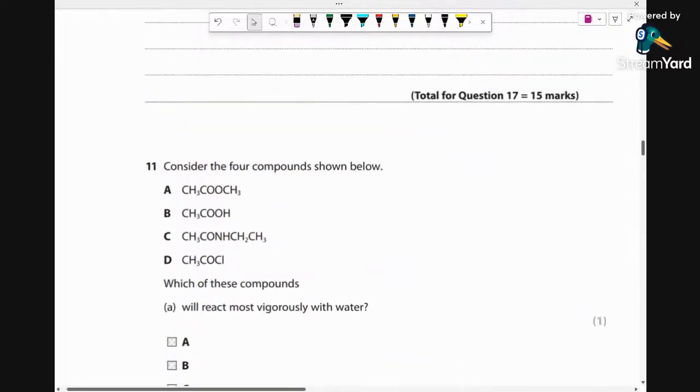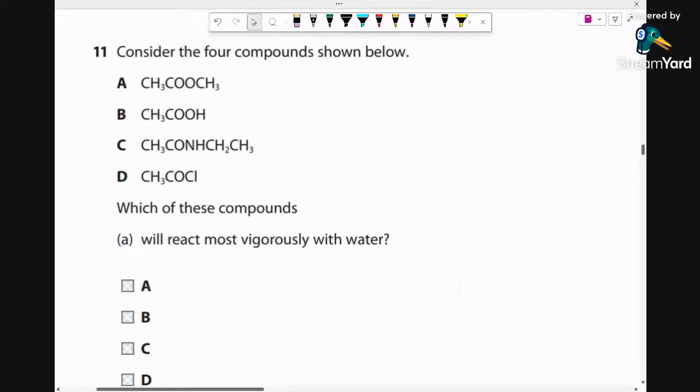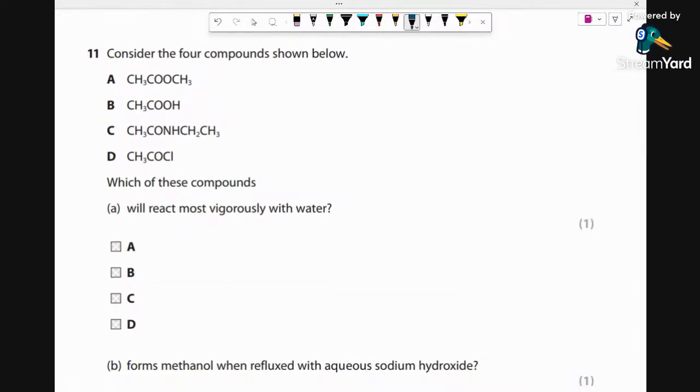Okay, so just a quick multiple choice. The compounds are methyl ethanoate, ethanoic acid, N-ethyl ethanamide, an amide, and ethanoyl chloride. It's nice to do a different question on a different topic. This question comes straight out of carboxylic acid derivatives. Which one reacts most vigorously with water? The acyl chloride, all day long.